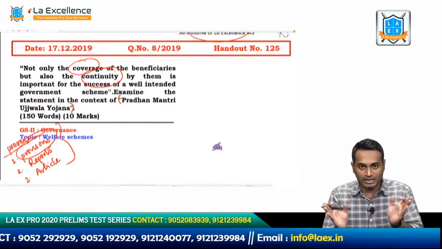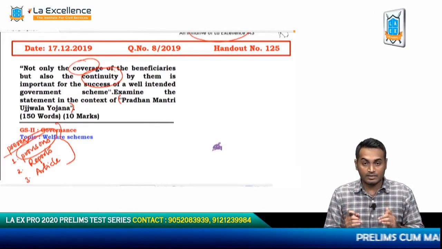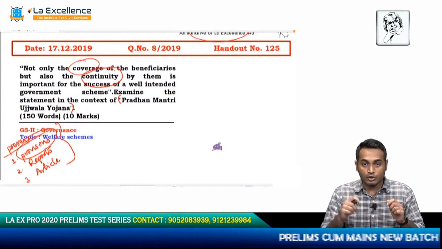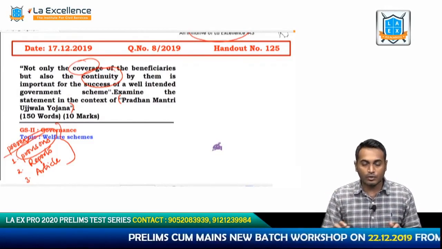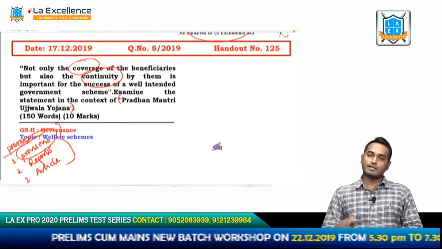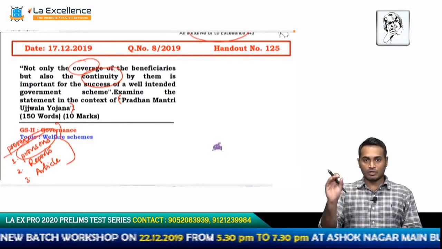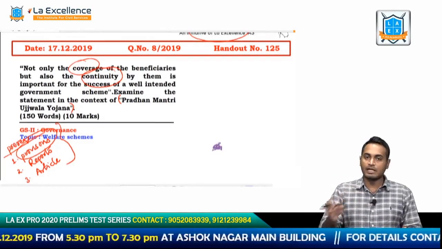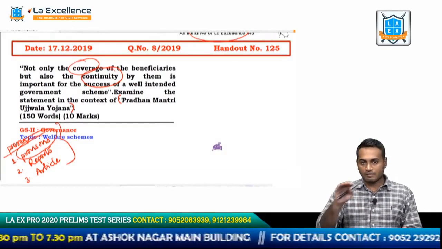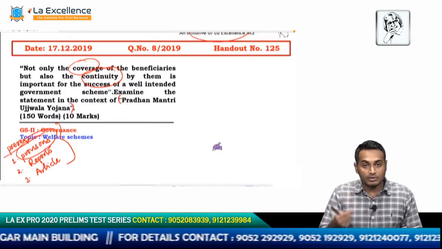Two-pronged theme, which is required for the successful implementation of a scheme. So you have to keep this in mind. In this framework, you have to analyze the working of Pradhan Mantri Ujjwal Yojana. So basically, we will look at Pradhan Mantri Ujjwal Yojana. We will say that the coverage of the scheme is okay, because the coverage indeed is okay, as pointed out by newspaper articles, CAG reports and so on. So the coverage is good, but then there are problems in the continuity of the scheme.